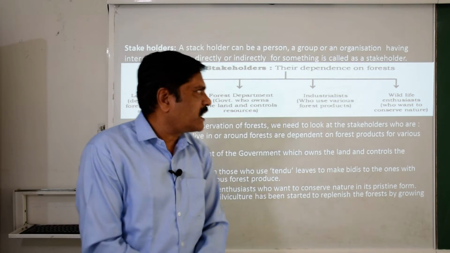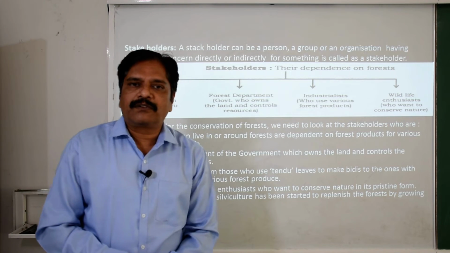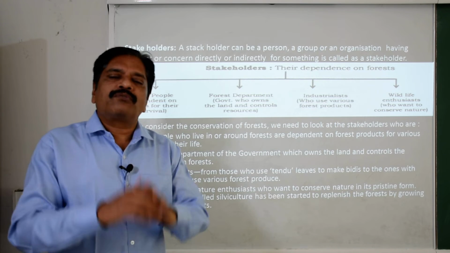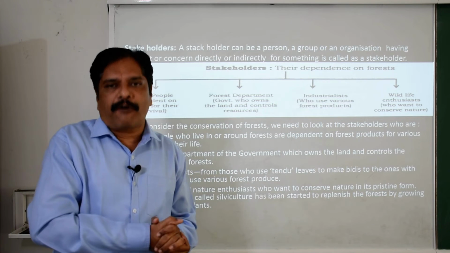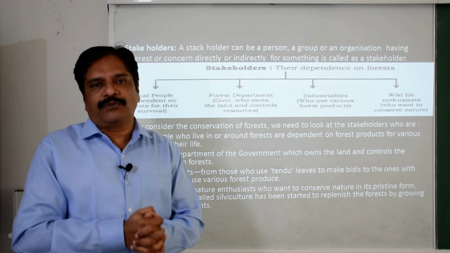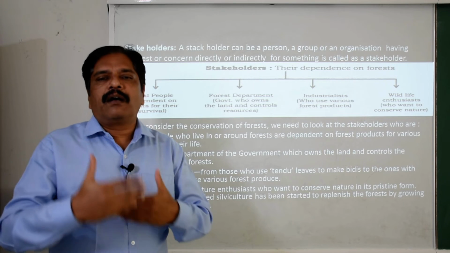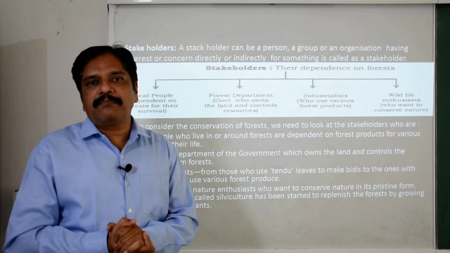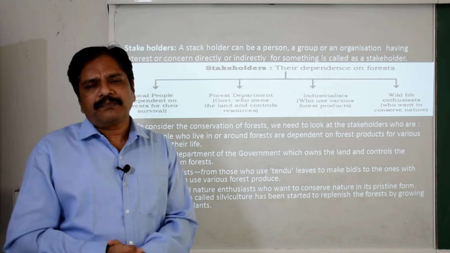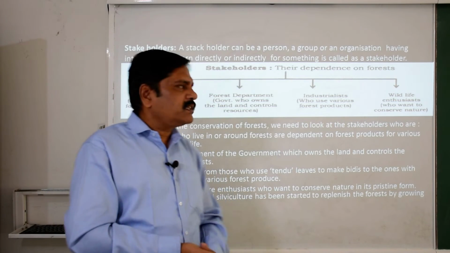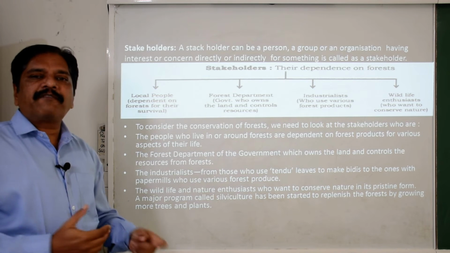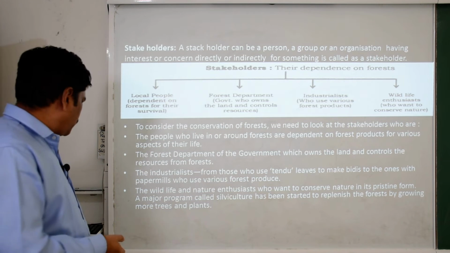And the fourth one is the wildlife enthusiasts, the media persons and NGOs, those who are not in direct contact with this forest, but show their concern because of moral values. They grow awareness among the people for the maintenance, management, protection, and well-being of this forest. So these are the four stakeholders, which is quite compulsory. Clear? And they have a direct or indirect concern with this.